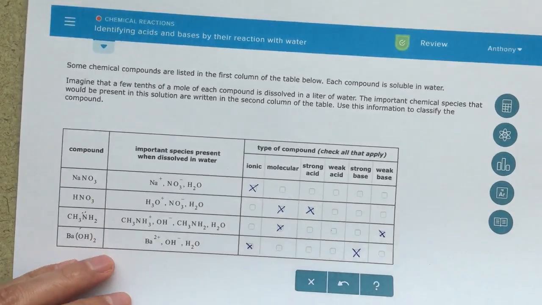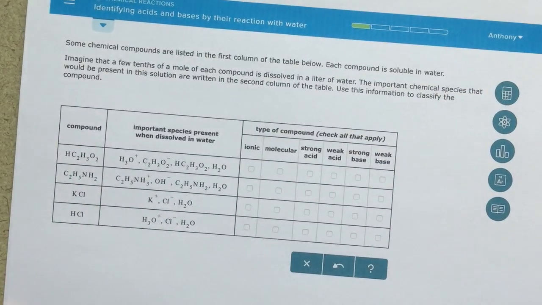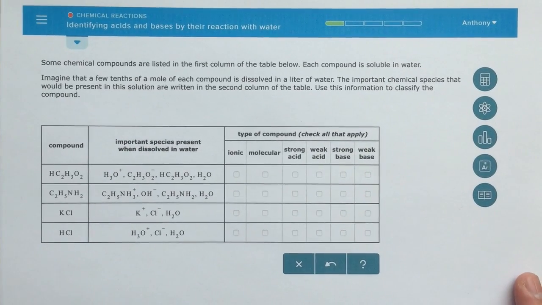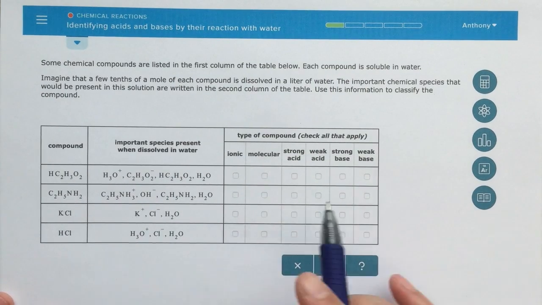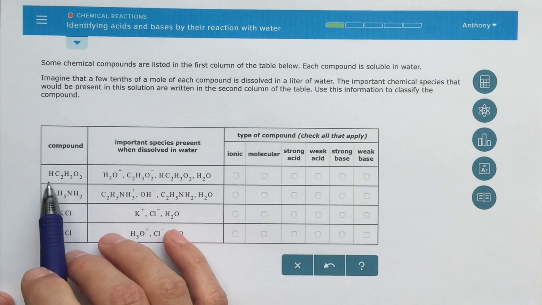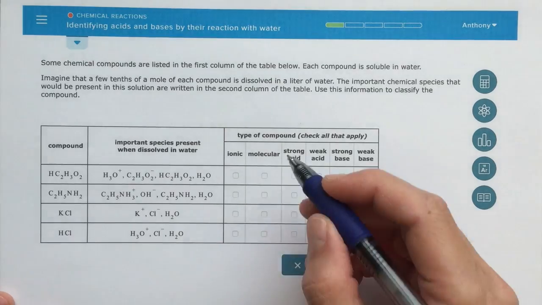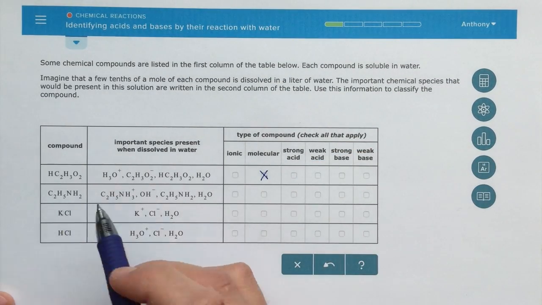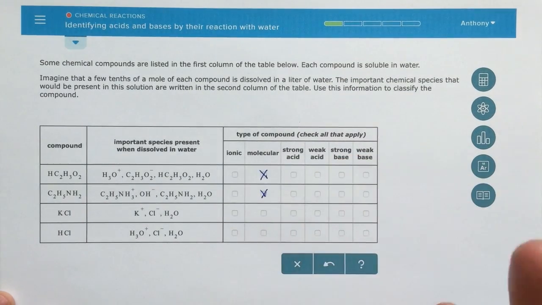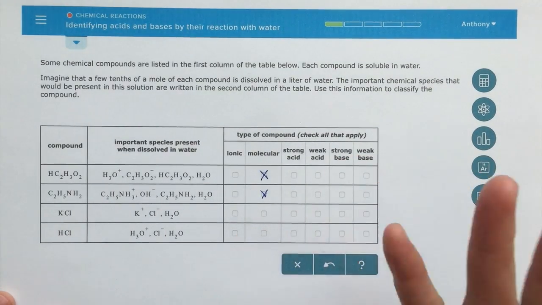Let's do one more. So here again, the first thing that I would do is run through ionic or molecular, and again, ignoring everything else. So if we just look at HC2H3O2, all of those are nonmetals, that's got to be a molecular compound. C2H5NH2, again, all nonmetals, got to be a molecular compound. I don't see any metals, it can't be ionic.